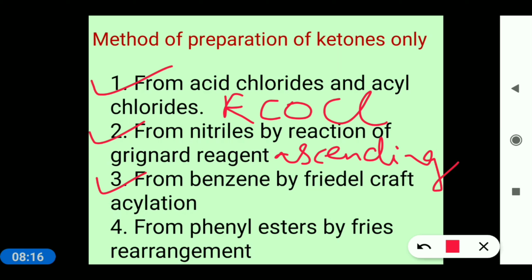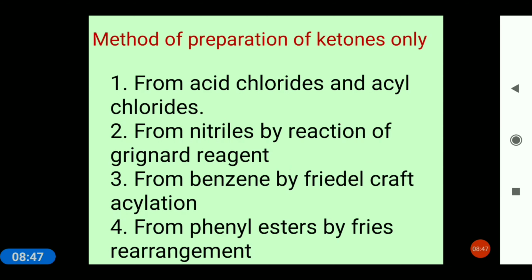Third is from the benzene by the Friedel-Crafts acylation. You know very well from class 11, when benzene undergoes Friedel-Crafts acylation, then there is a formation of aromatic ketone because benzene is there. And the last one is not as such a method of preparation, but it is a type of rearrangement in which the ketonic group gets rearranged at ortho and para position.